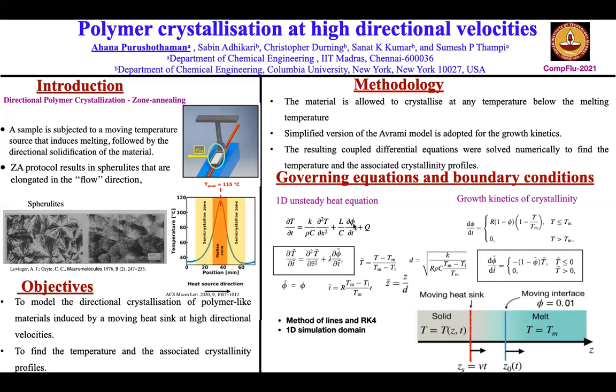Here phi is the crystallinity, and the growth kinetics of crystallinity is given by this equation here. It's a simplified version of the Avrami model. By non-dimensionalizing these two equations, we get these two boxed equations. These are coupled equations and need to be solved simultaneously. For that, we use the method of lines and the RK4 method, and we perform a 1D simulation.